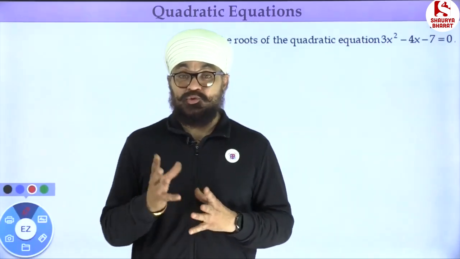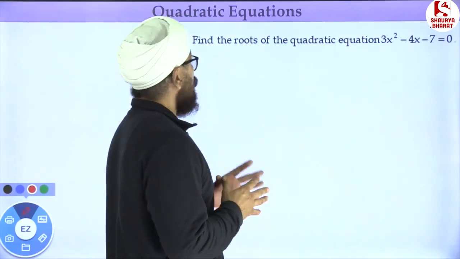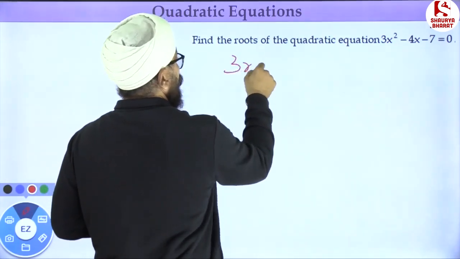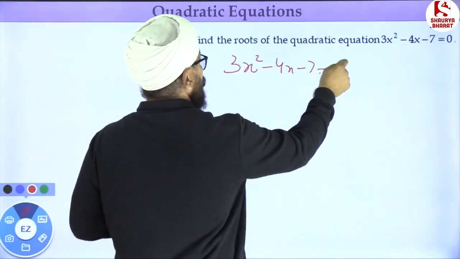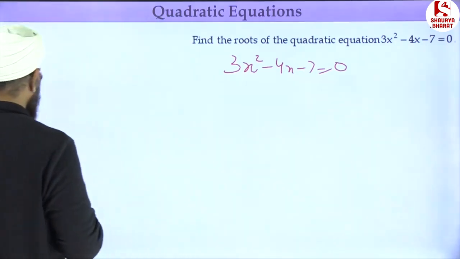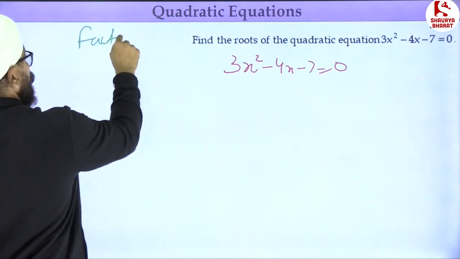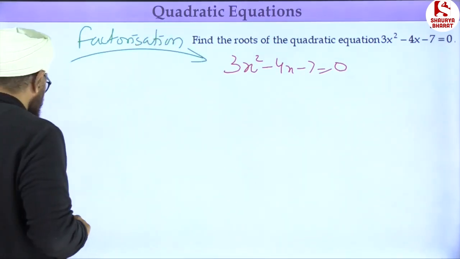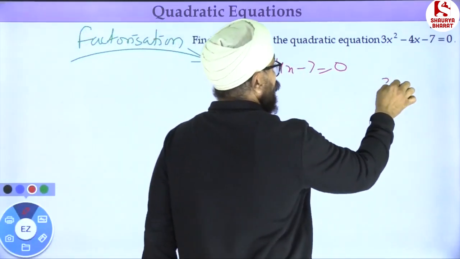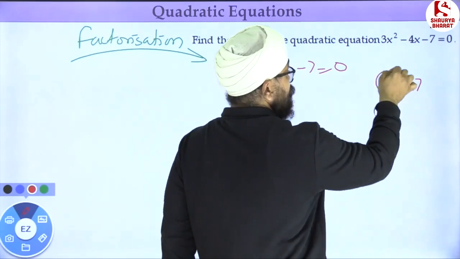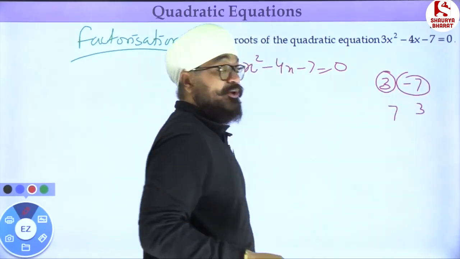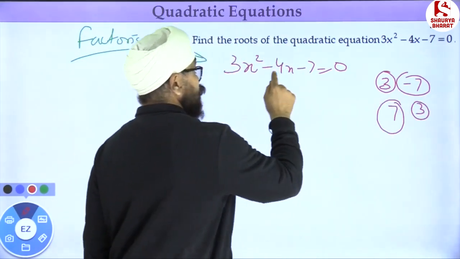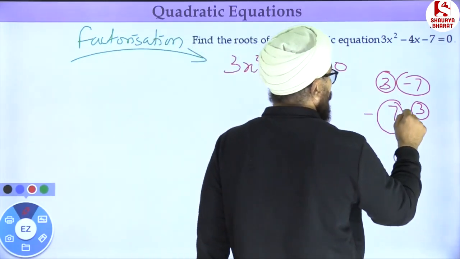Now let's take a few questions to understand the roots, that is, find the roots of the quadratic equation. Very simple question. Here I am taking the basic method, the factorization method. When we use factorization, we split the middle term. So 3 into minus 7. One number is 7, the other is 3. When we subtract them we get 4. This one is bigger and this one is smaller, and as I told you, the sign of the bigger value is taken, so put a minus sign here and this becomes plus.